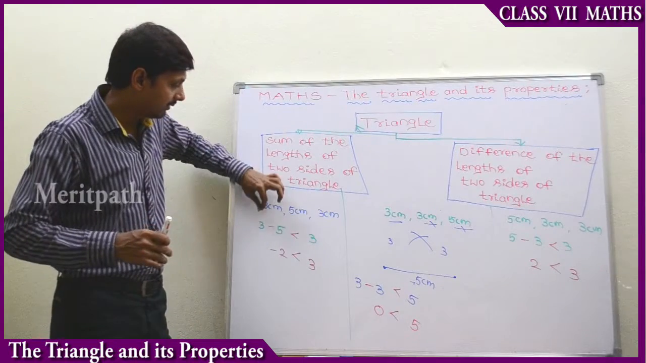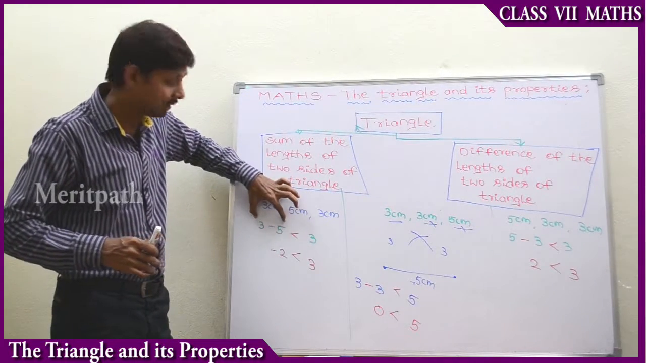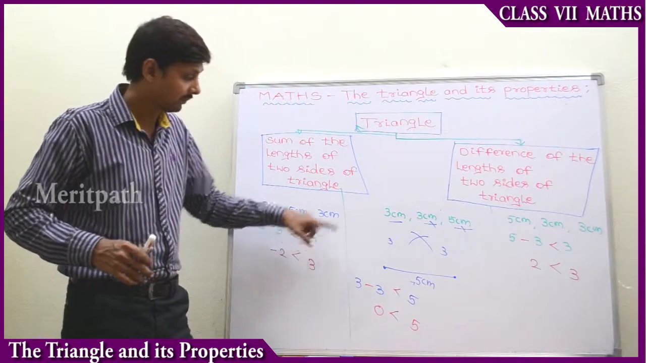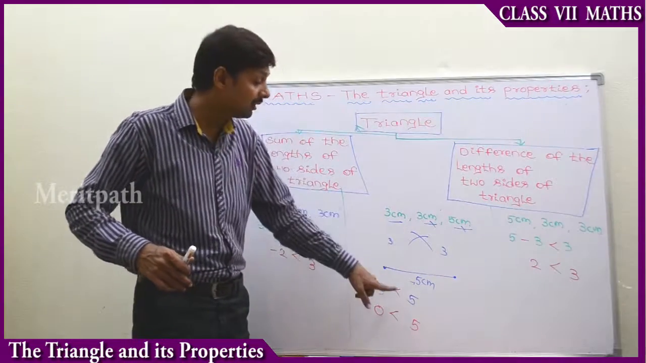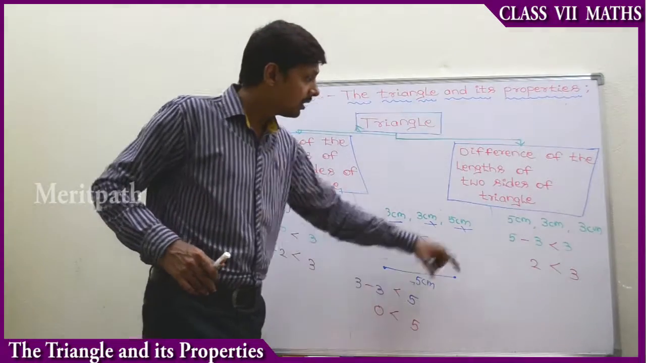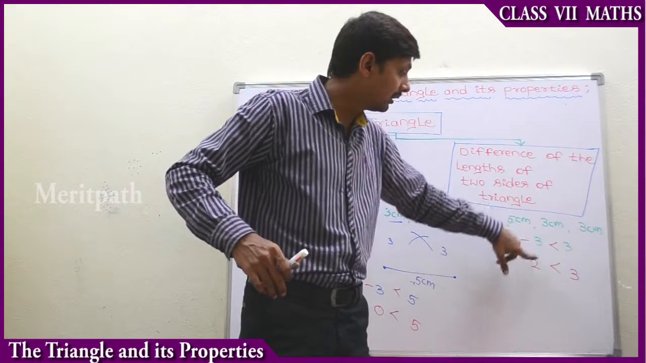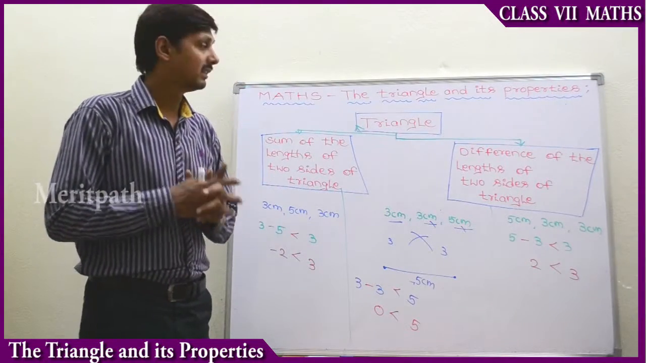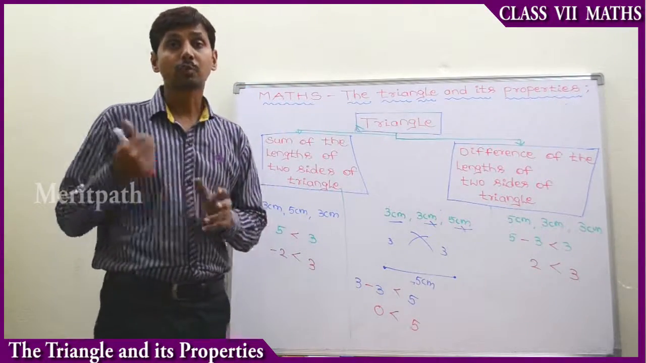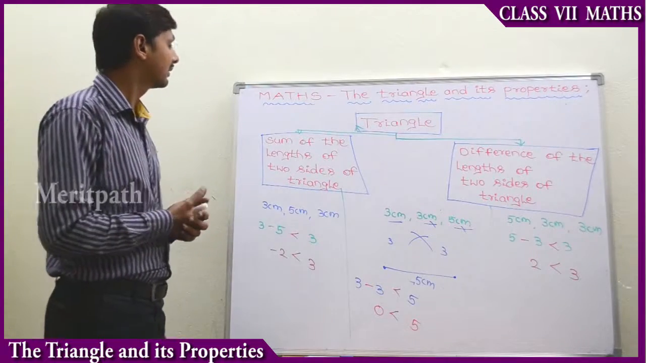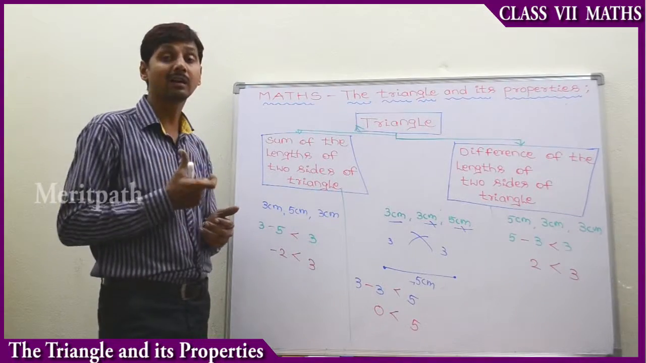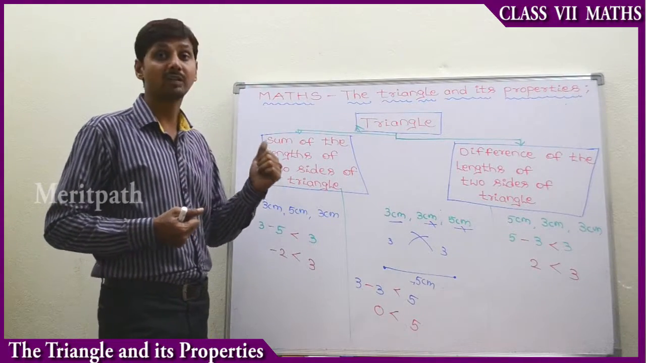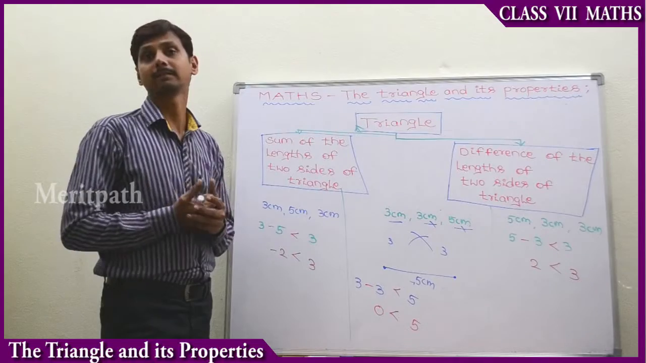The difference between two sides of a triangle is less than the third side. In all the cases, we got this property. So the two properties we have discussed are: the sum of the lengths of two sides of a triangle is greater than the third side, and the difference of the lengths of two sides of a triangle is less than the third side.